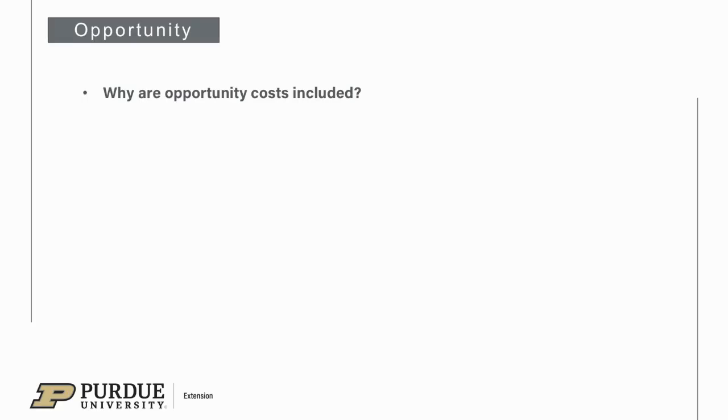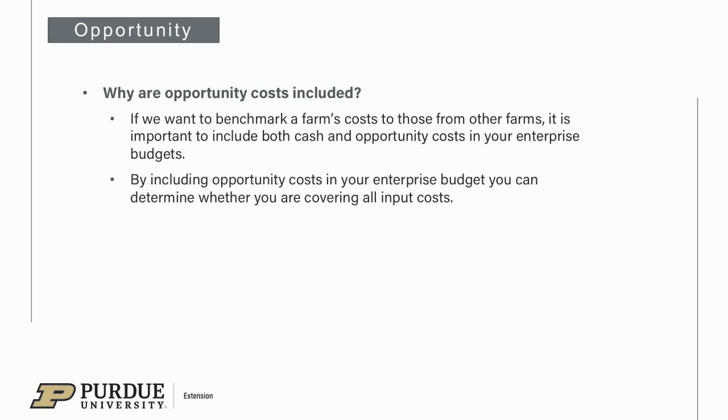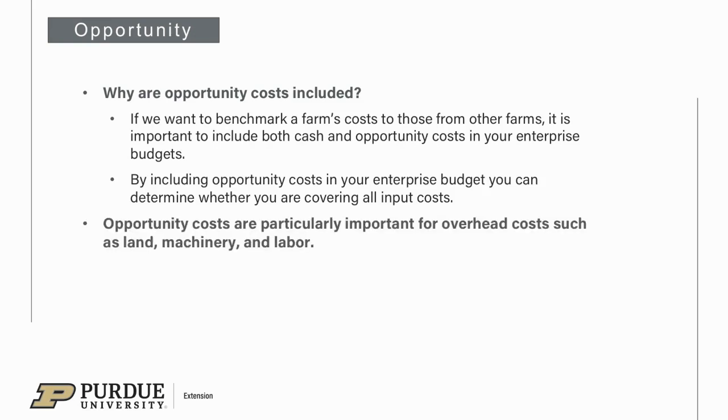What are opportunity costs that need to be included? If we want to benchmark a farm's costs to those from other farms, it is important to include both cash and opportunity costs in our budgets, like I indicated. By including opportunity costs in your enterprise budget, you can determine whether you're covering all input costs. What are some of these opportunity costs? Well, the big ones are land, machinery, and labor. Proxies for all of these.